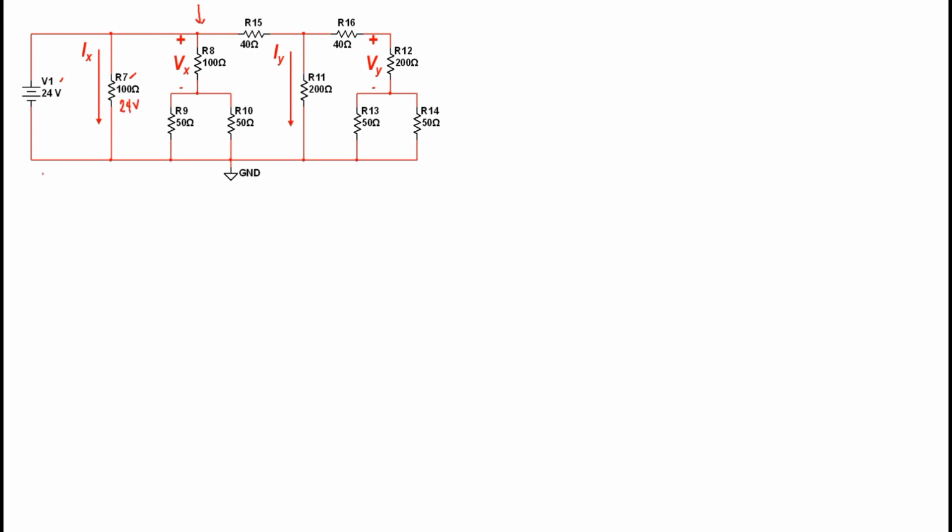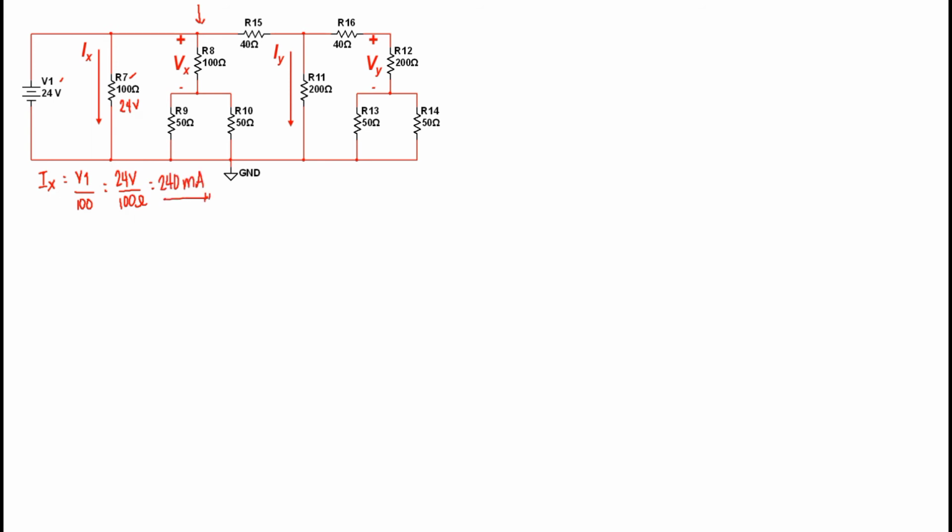And to find the Ix, you can just use Ohm's law. That's V1 over 100 ohm. So V1 is 24 volts divided by 100 ohm, and that's equal to 240 milliampere.